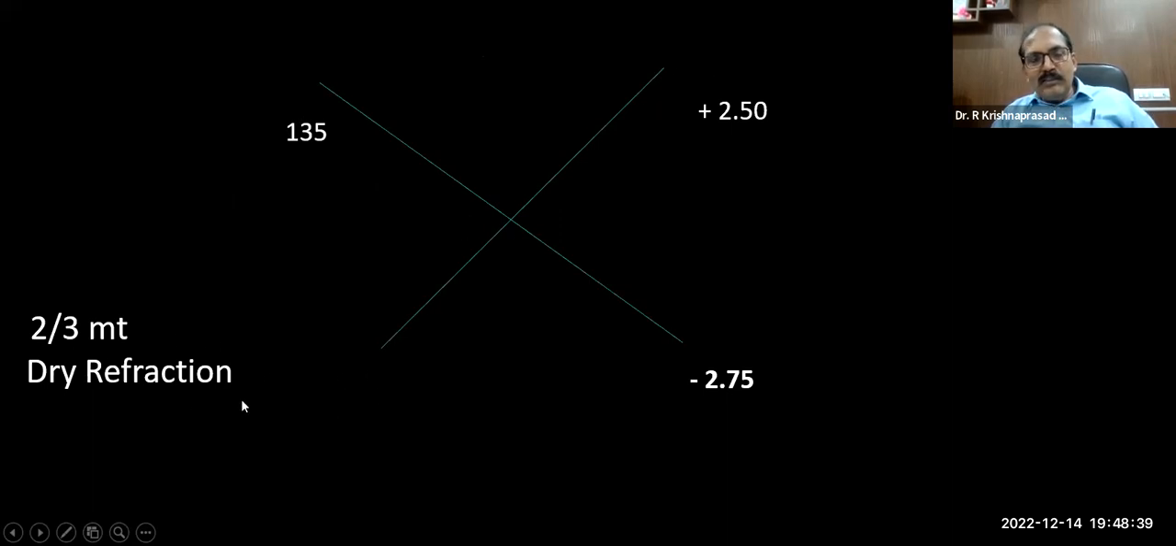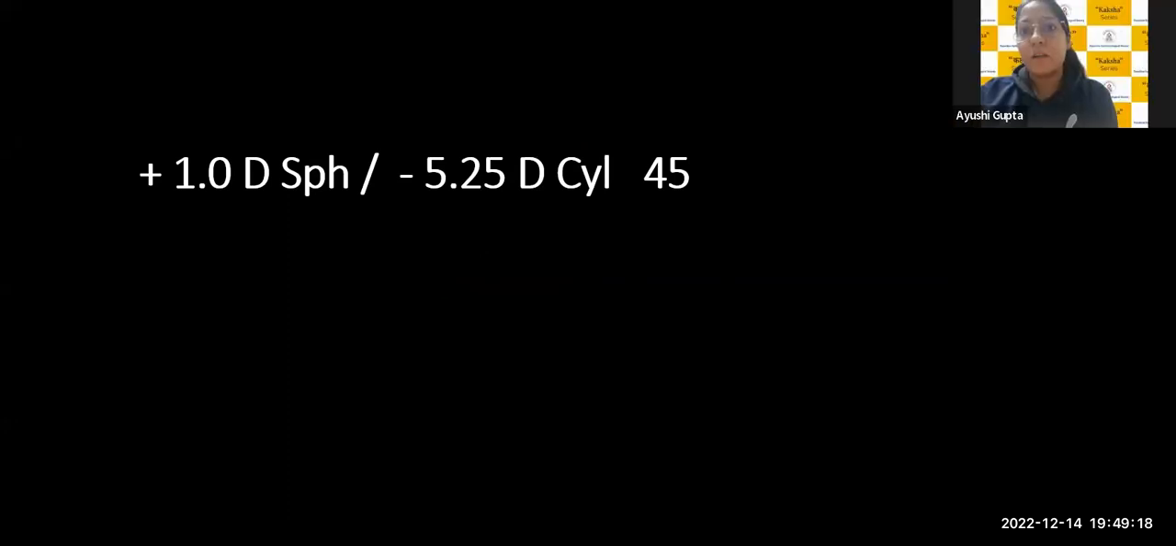So if it is 2/3 meters and dry refraction, you have to subtract 1.5. So if you subtract 1.5 from 2.25, it will be plus 1.5. And going from here to here will be minus 5.25 along the negative side. And that has to act along this direction, meaning the perpendicular of 135 will be 45. So it will be plus 1 sphere minus 5.25 cylinder at 45 degrees. So what kind of astigmatism is this? Any guesses? Anybody? So mixed astigmatism, oblique.